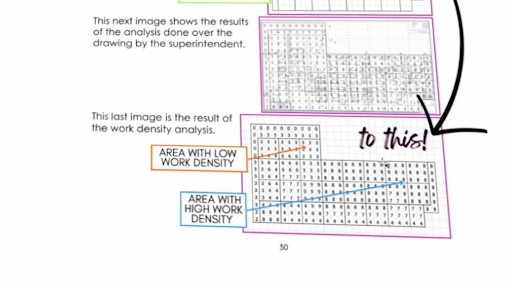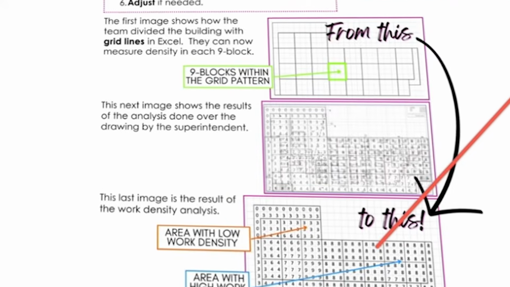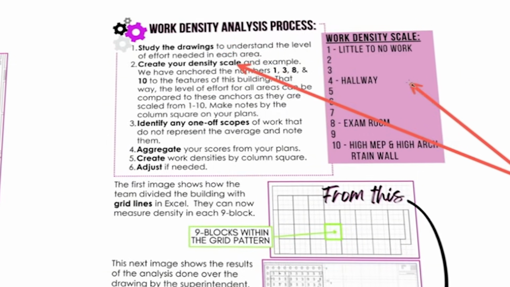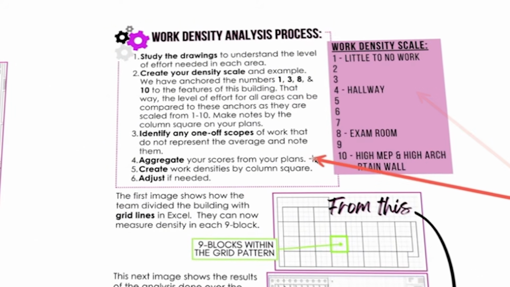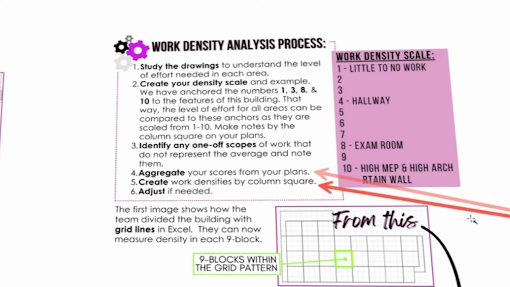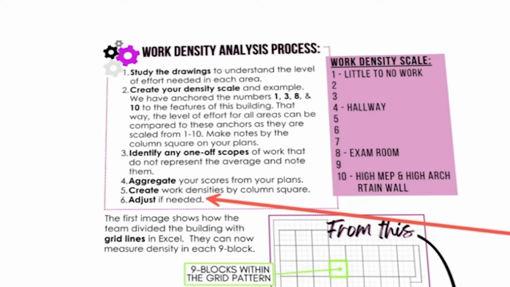Now you would say, J Money, how do I do this? Okay, to do this, you've got to study the drawings and then create your scale, which I hope you can see right here. We created our own scale. And then you'll aggregate your scores from observation, create your work densities by column square, and adjust if needed. The bottom line is you get these numbers.